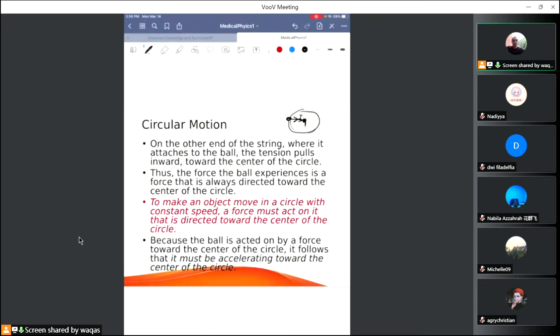Due to this force, tension is acting in this direction and normal force is acting in this direction. So they are both balanced. On a circular track, they move with a constant speed. But this force changes the direction of the circle.